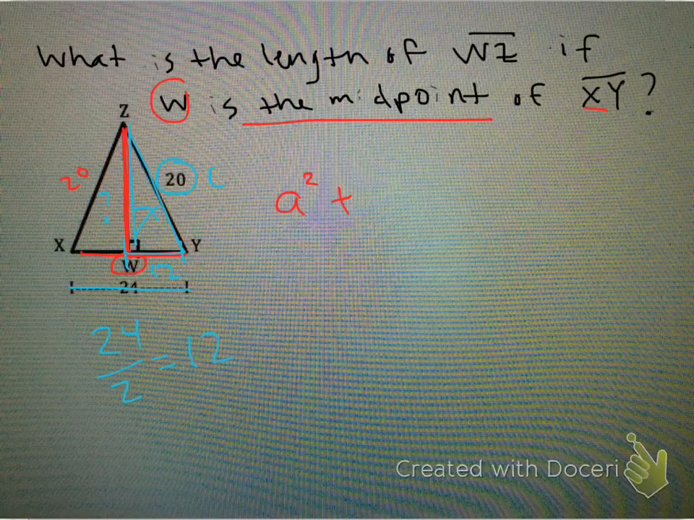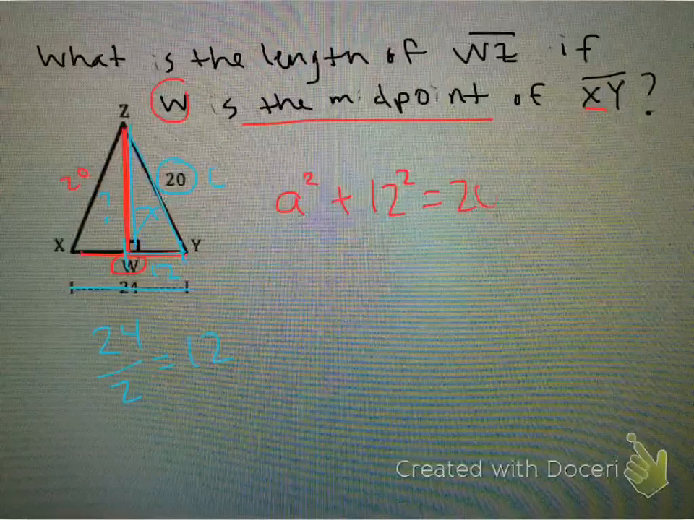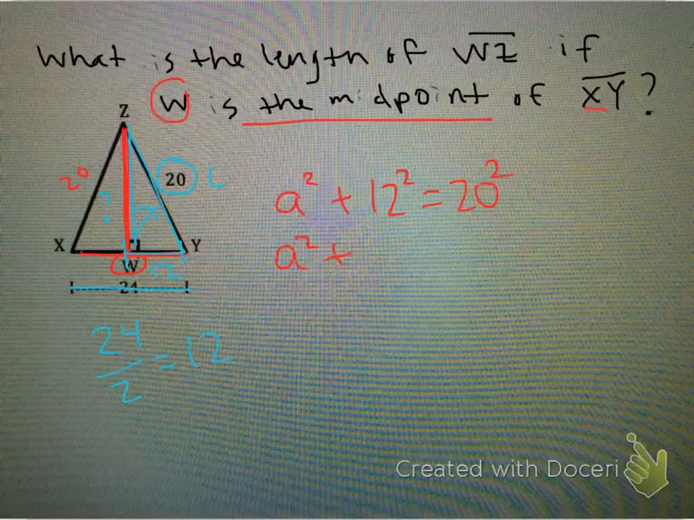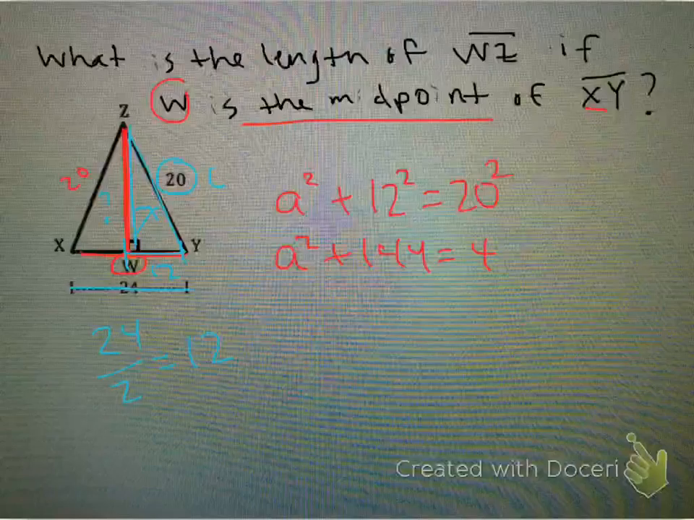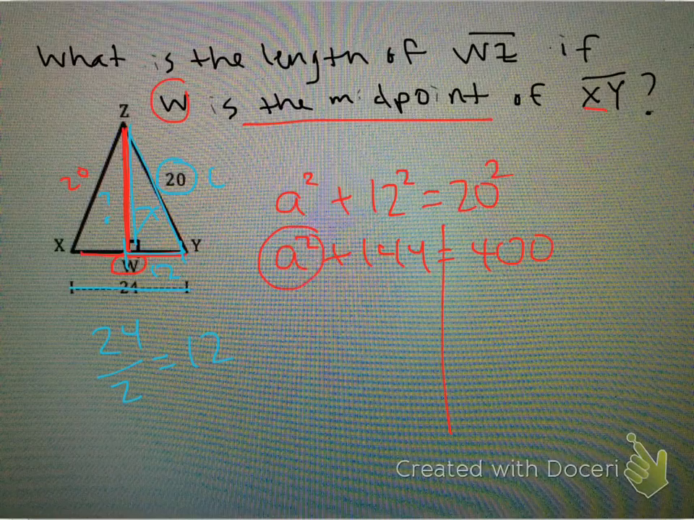In our formula, that would be a squared plus b squared, where b is 12, so 12 squared, equals 20 for our c squared. Now, a squared we do not know, it's going to stay a variable. 12 times 12 is 144, then 20 squared is 400. From here, we need to solve this equation. We need to isolate this a squared by undoing the 144 on both sides, so that means we need to actually subtract. A squared will be left over on the left.